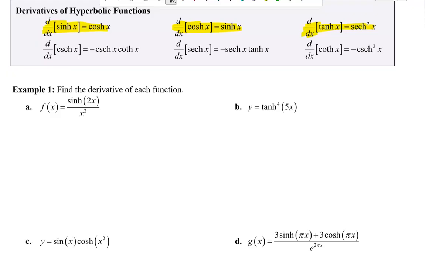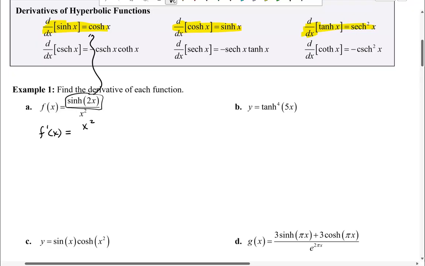Example 1, find the derivative of each function. So we're immediately noticing with part A that we have a quotient. So when we take this derivative, we're going to do the quotient rule. So we have our bottom function times the derivative of hyperbolic sine 2x. So we need to take the derivative of this. We're going to use this rule, which will give us hyperbolic cosine of 2x, but then chain rule, we have to multiply by the derivative of the inner function. The derivative of 2x is 2.